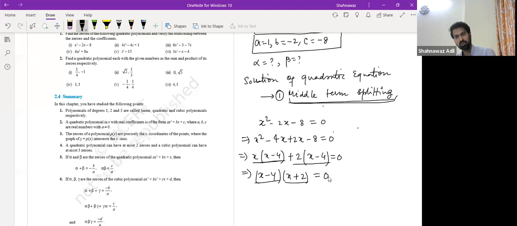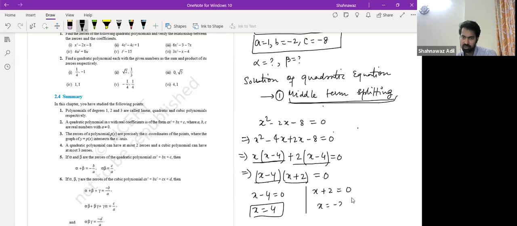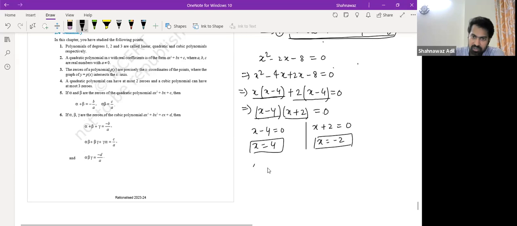Right. So I have 2 factors, meaning 2 roots. So I can take this to the other side, so this would be 0. One would be x minus 4 equals 0. The other would be x plus 2 equals 0. So this would give me x equals 4, and this would give me x equals minus 2. So my alpha is 4 and beta is minus 2.